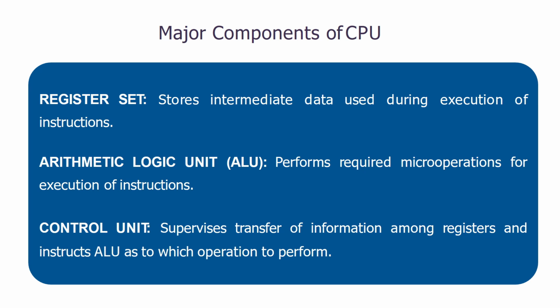What does register set do? Register set stores all the data which we use in an instruction. ALU performs all the micro operations for the execution of the instructions. And control unit, what does control unit do? Control unit supervises the transfer of information among the registers and instructs the ALU as to which operation is to be performed.